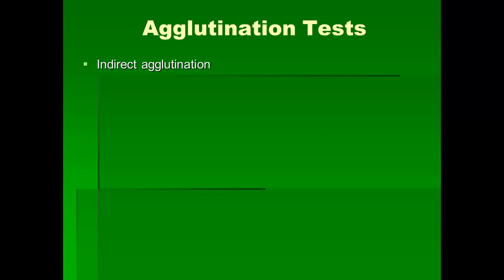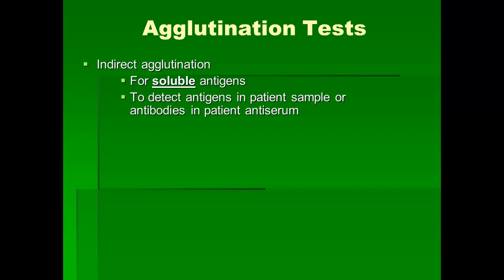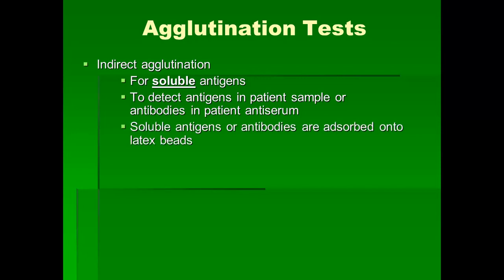Indirect agglutination is for soluble antigens. It's used to detect antigens in a patient sample or antibodies in the patient antiserum. You have soluble antigens or antibodies that are absorbed onto latex beads. So this is also known as a latex agglutination test. This type of test is very fast, it's rapid, and we've seen this with a 10-minute strep A throat test. You go into the doctor and say, I have a sore throat, and the doctor says, okay, I think you may have strep.